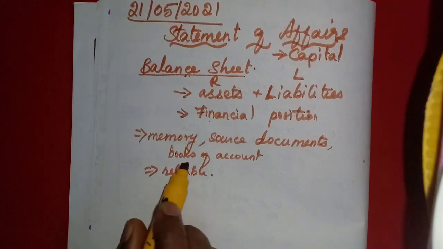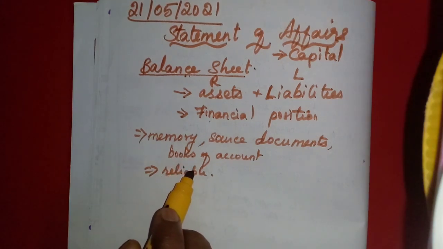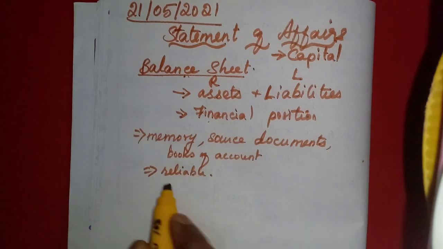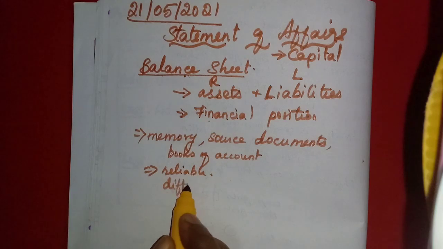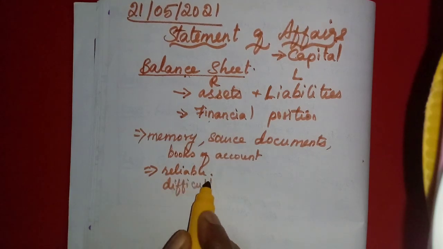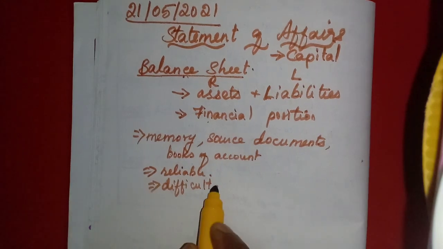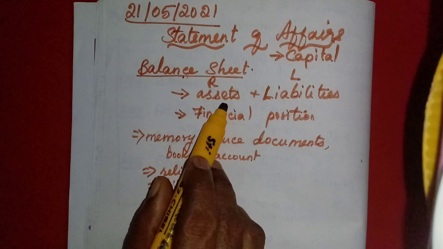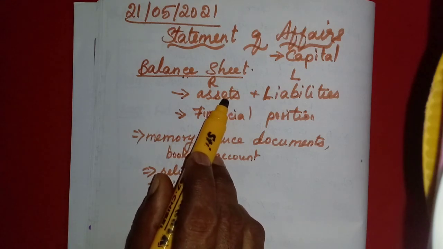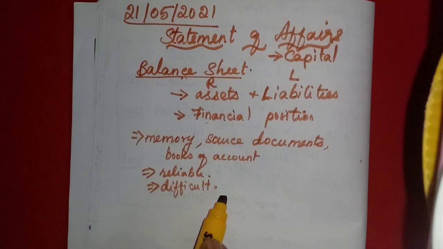Then if any errors or omissions take place, it is very difficult to trace them out. To locate the error is very difficult. But in the balance sheet we can locate the error, whether it is equal with the balances of assets and liabilities.